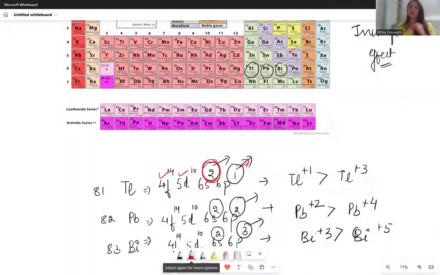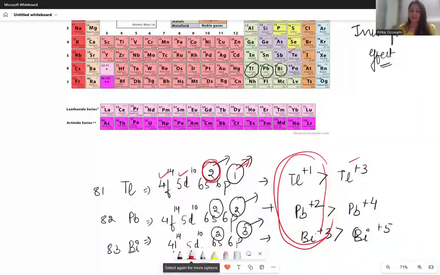That is why, because of the poor shielding effect of the 4f and 5d orbitals, the 6s2 electrons are very tightly attracted towards the nucleus, and giving them up in any reaction is very tough for the heavy elements. That is why the lower oxidation state in the heavy metals is more stable than the higher oxidation state.